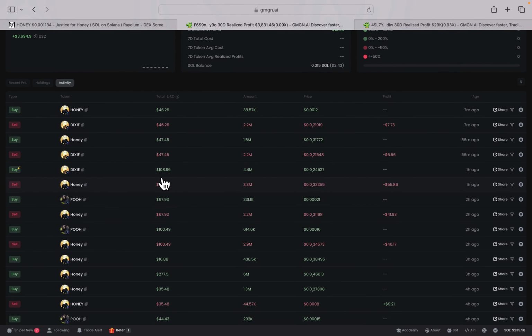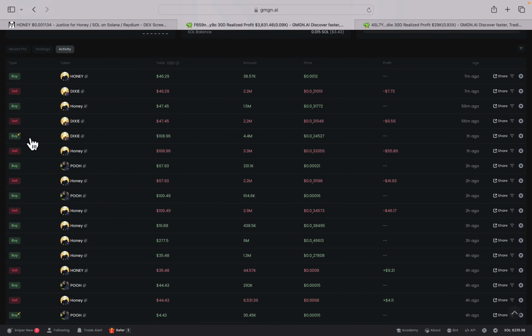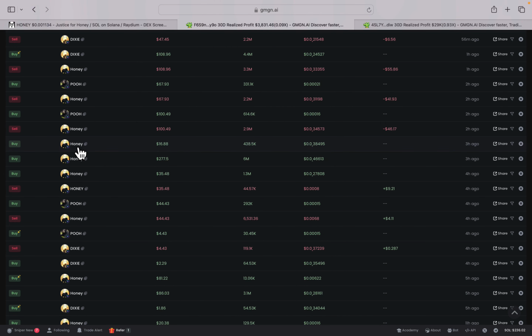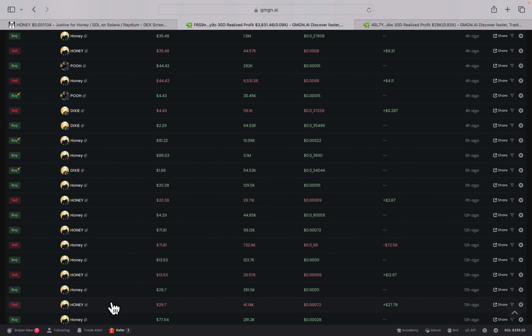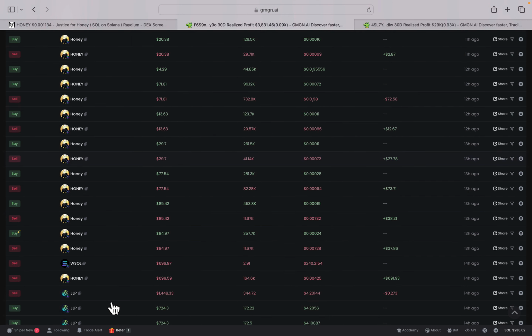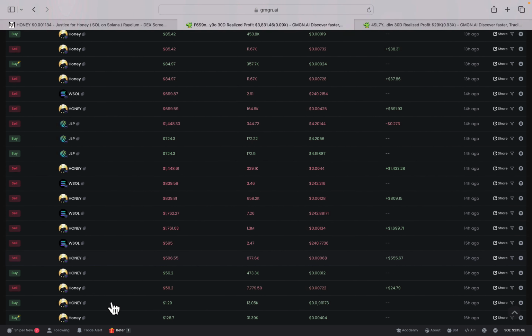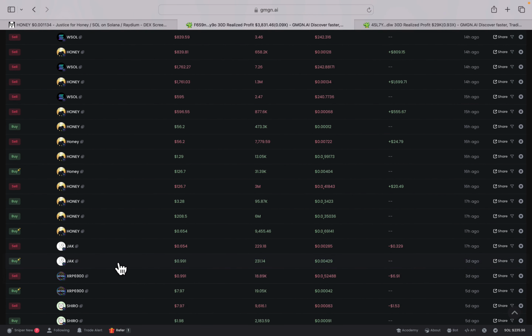But what I really don't like about this wallet is he buy in many different transactions. For example, for this one, 3. Again, buy. This is a bit hard for copy trading. I prefer one transaction purchase. Let's see this token.